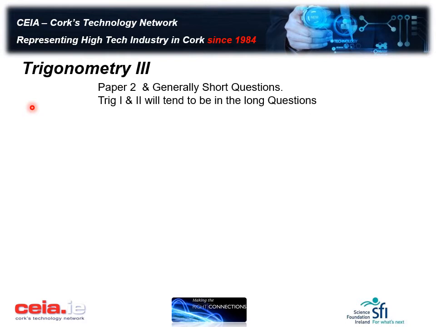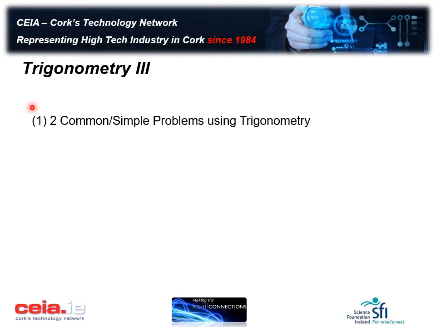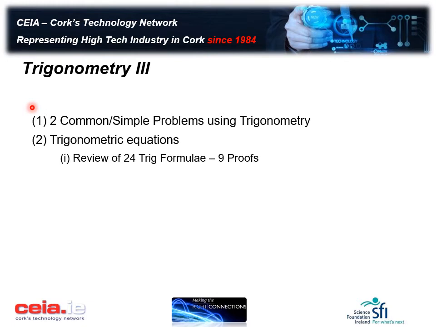So there's quite a few topics to cover under trigonometry 3. They include 2 common simple problems that seem to come up again and again and again in the short questions for trigonometry, and I think it's worth covering both of those just in case they come up again. And then we're on to a wider topic of trigonometric equations, and there are a number of parts to this. First of all, there is just a review of all the equations that are on the course, 24 in total, 9 of which may be asked to be proved, and you need to know which ones proofs may be required for in the exam and be able to do those.